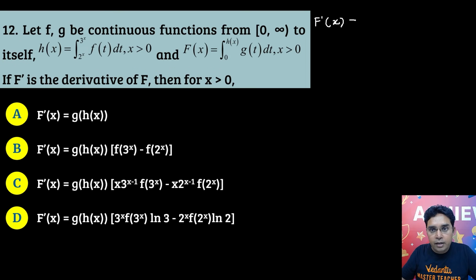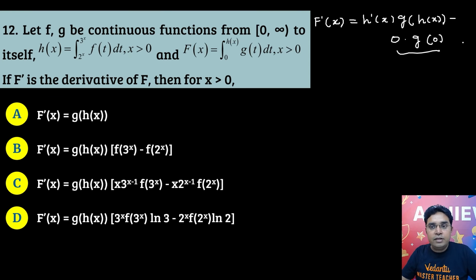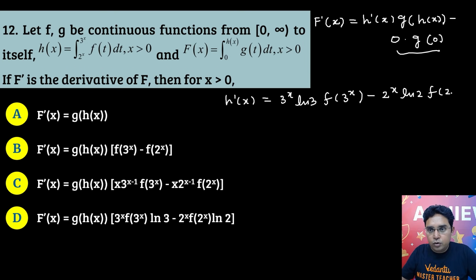Here f dash will be the differentiation of the upper limit, that is h dash x, into we will be putting t as h x, so we will get this, minus the differentiation of the lower limit, that will be 0 only, and then putting t is equal to 0. Now there is no need to put it because this will be anyway 0, and this h dash x will be equal to the differentiation of the first integral, so that will be 3 power x into ln 3 into f of 3 power x, minus 2 power x ln 2 and then f of 2 power x.